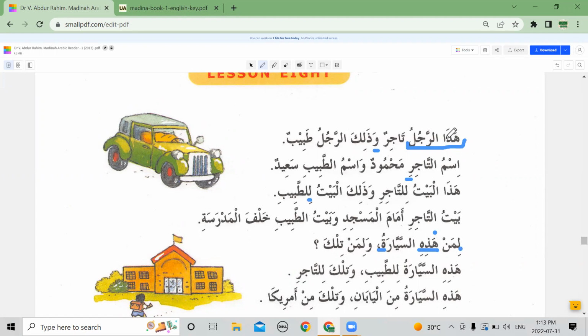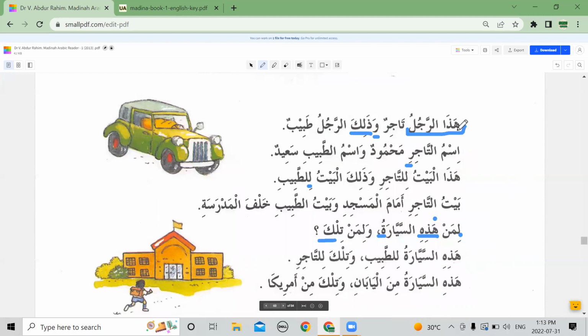Hada is for masculine words. So if the next word is ar-rajulu, which is masculine, you use hada. But here, as-sayyaratu is feminine. So then you will use hadihi. Similarly, we have dhalika and tilka. Dhalika and tilka are ismul ishara lil ba'idi, for far away. When something is far, you say that. So dhalika is for masculine that, and tilka is feminine that. Okay.